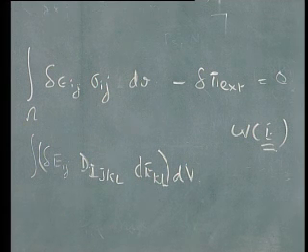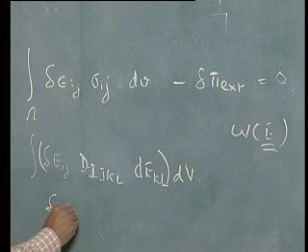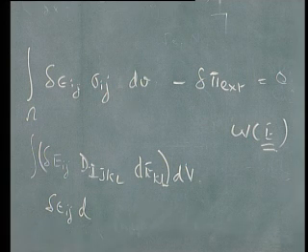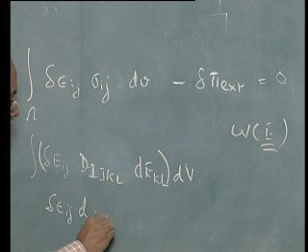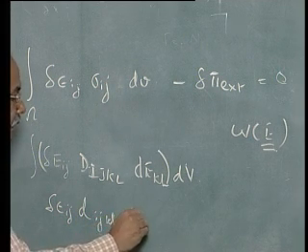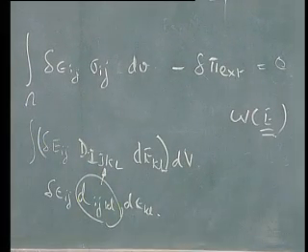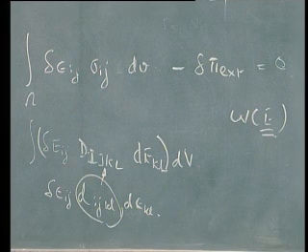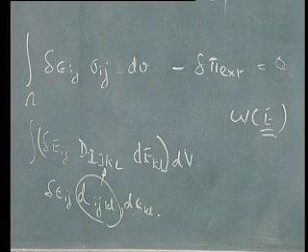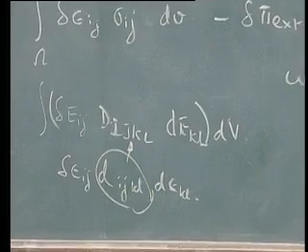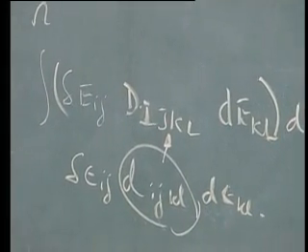Or in other words, how am I going to write delta epsilon ij if I write, with respect to small d, the elastic modulus for the current configuration, d ijkl d epsilon kl, then what is this relationship with respect to this? That's the question. Not very difficult.